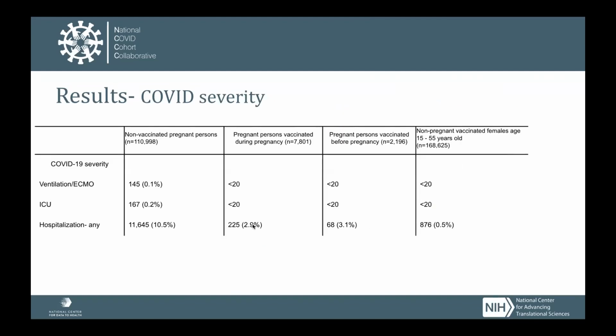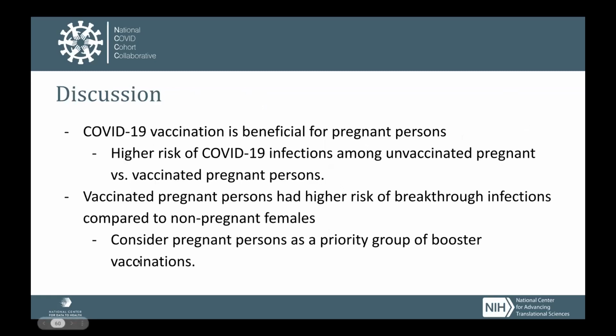Then the last table here shows the COVID severity results. As we see here, most of the numbers are pretty low, so we cannot really observe the proportion of them having those events. For hospitalization, we see that non-vaccinated pregnant persons have the highest proportion of people who had a hospitalization. Then in general, in our study, we observed that the COVID vaccine is beneficial for pregnant persons.